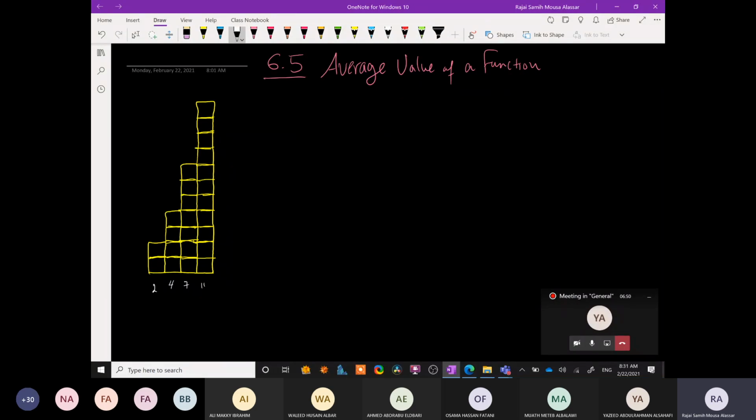So if each block is 1 meter, this is 11 meters high, this is 7 meters high, 4 and 2. And the question is the following. What happens if I just want to have a uniform height for all of them? So what I'm going to do is I'm going to do this. Okay, sorry. Let me just take a copy of that.